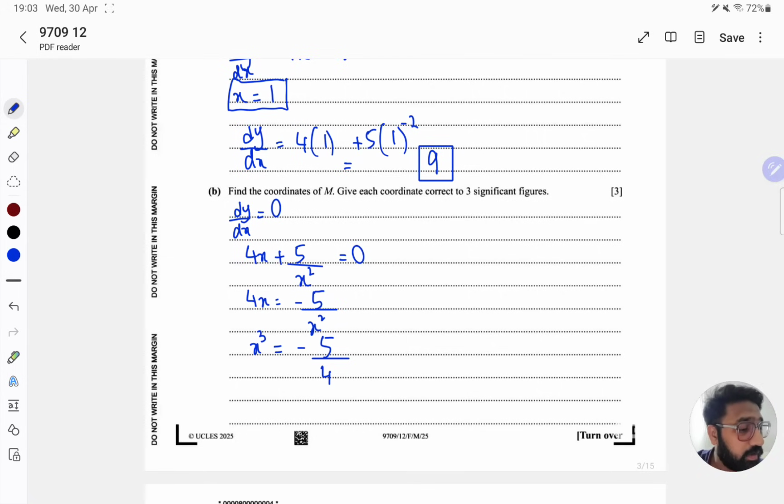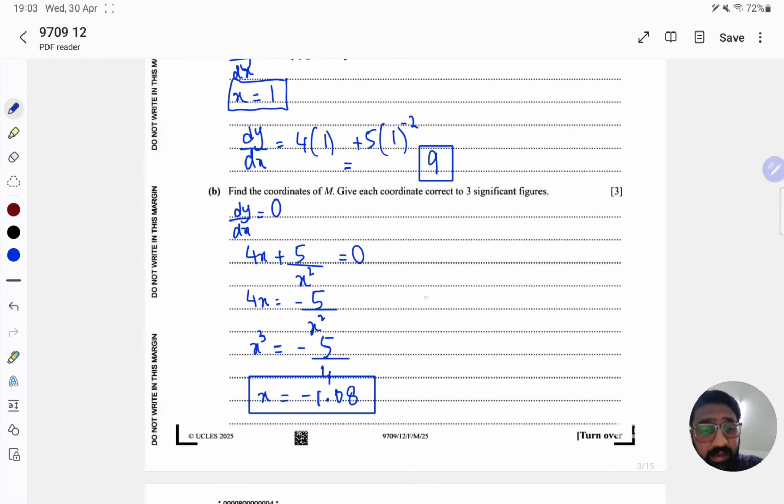Cube root of 5 by 4. The value of x, correct to three significant figures, will be minus 1.08.